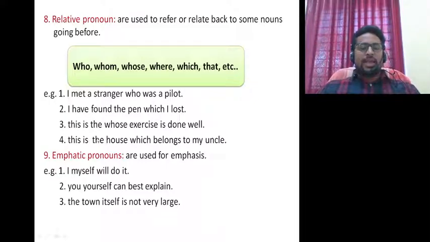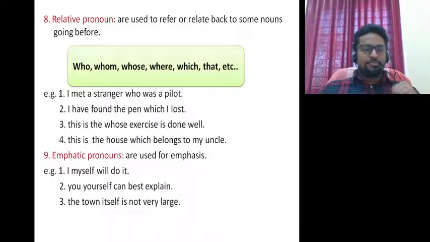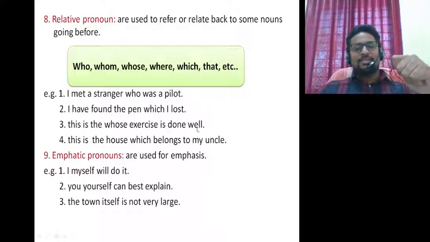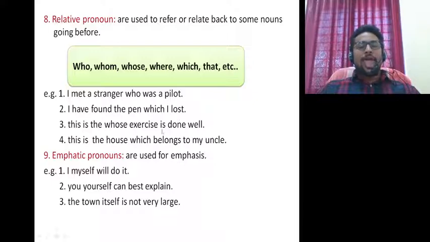This is the boy whose exercise is done well. This is the house which belongs to my uncle. This is the boy whose exercise is done well. Sorry, here I missed the word boy in the third sentence. So here we have to take: this is the boy whose exercise is done well.